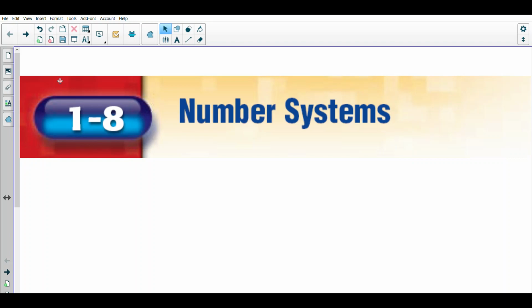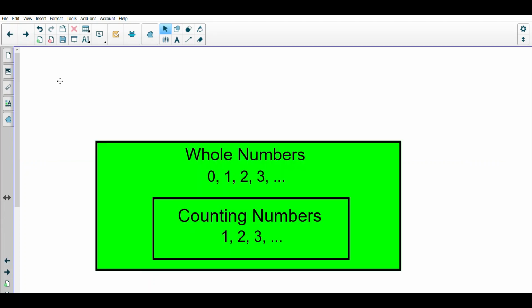In today's video, we're going to look at section 1-8, the number systems. The number systems incorporate the numbers that we deal with in math and in everyday life, but they're set up in different sets to help us identify where they belong and what they are. So let's get started. When you were younger, you started with the counting numbers.